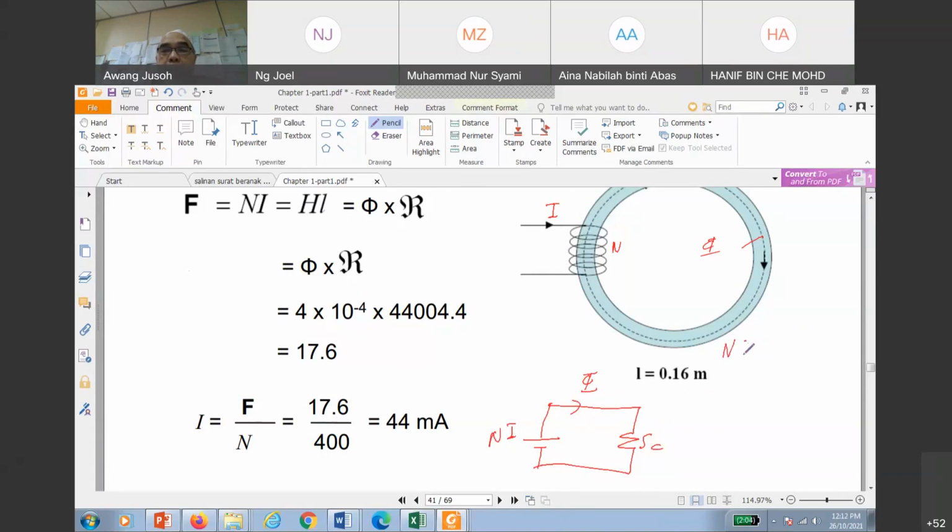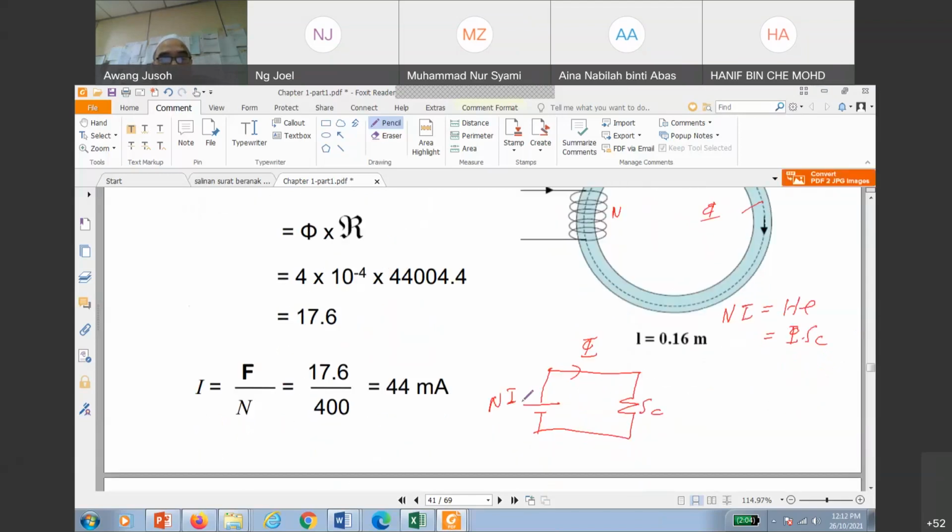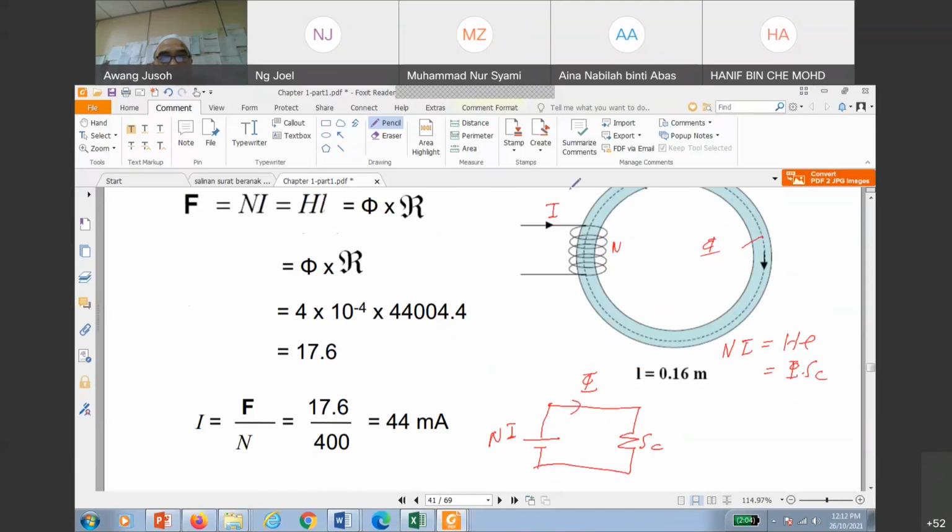So Ni equals what? HL equals flux multiplied by S core. This is the basic formula to solve the problem. Okay, any question there? I think not much question. Straightforward. We just want to find the current there. How much current is needed to set up this flux? We can find it using the two alternative ways I mentioned just now.